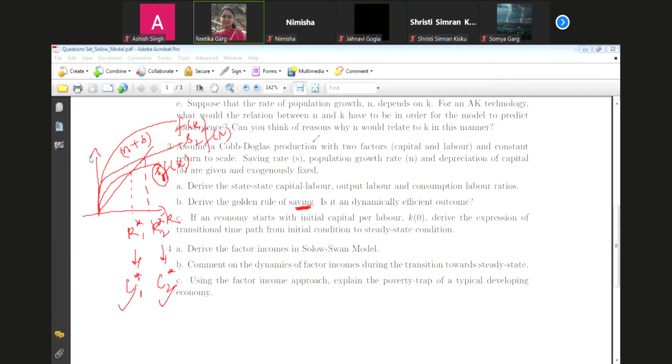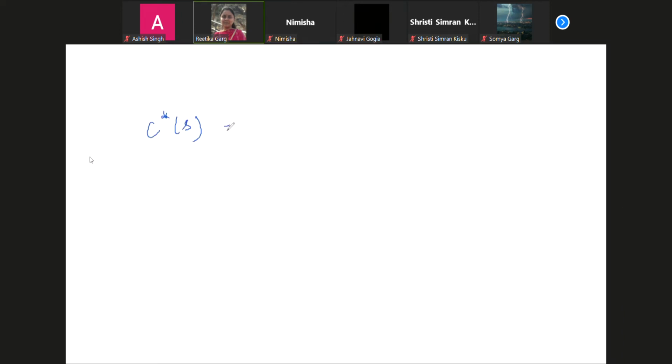So the idea here is that this was graphically. Mathematically speaking, you would have a C star which would depend upon S, as we just saw, and this expression is nothing but (1 minus S) times f(K star). And K star is in turn a function of S. So this K star, let me write it like this: K star of S. This is the way I'm writing.